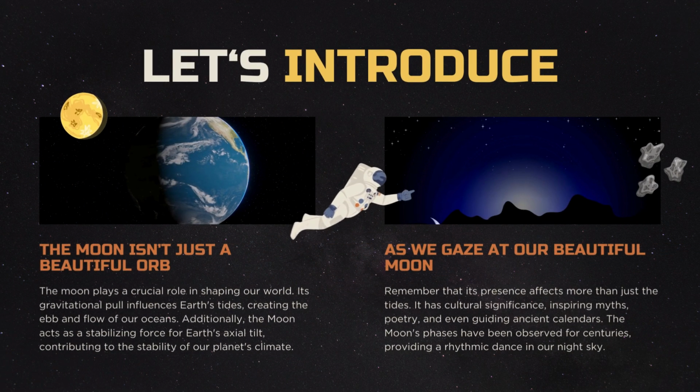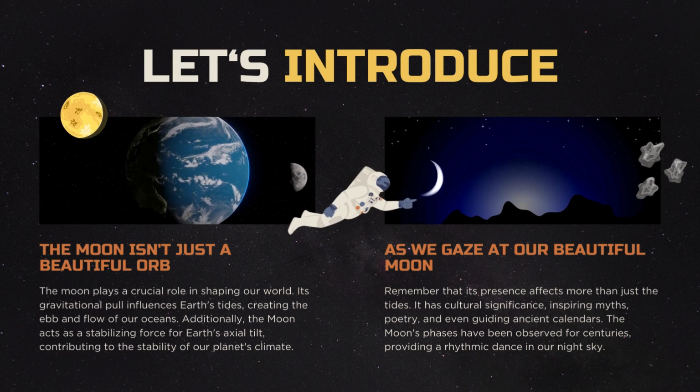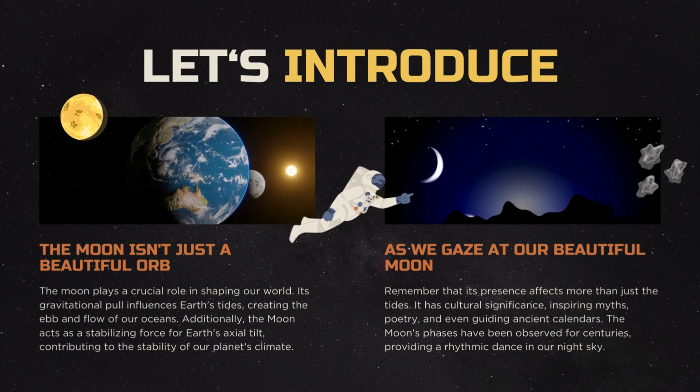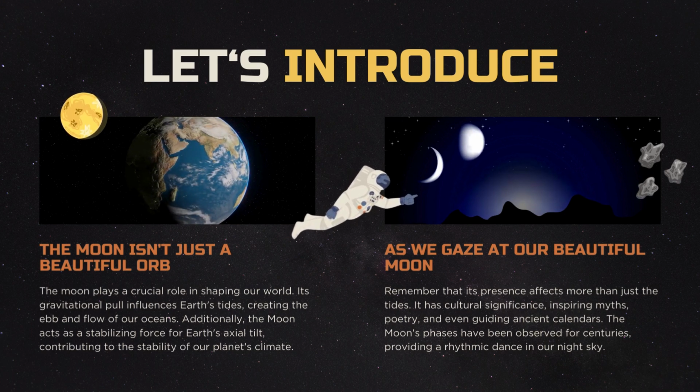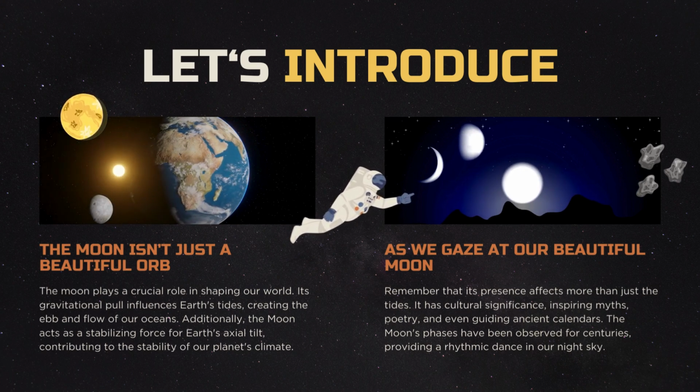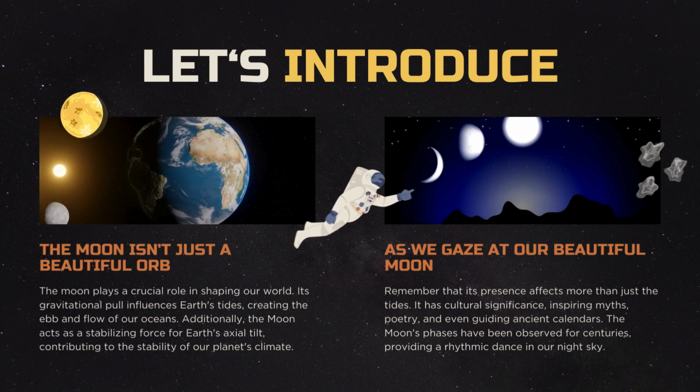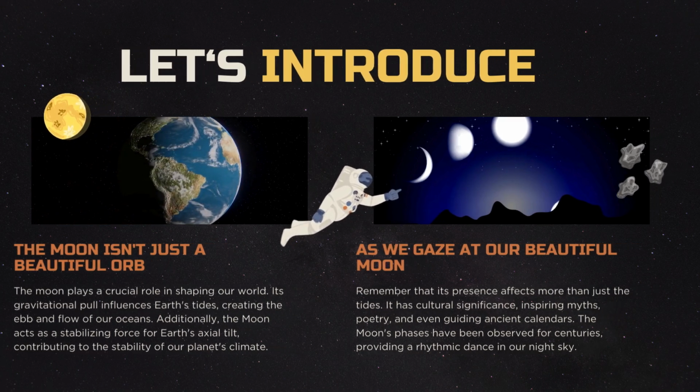Today we are going to explore the fascinating impact of the moon on our planet Earth. The moon plays a crucial role in shaping our world in various ways, including its influence on Earth's tides, its role in stabilizing Earth's axial tilt, and its cultural significance.